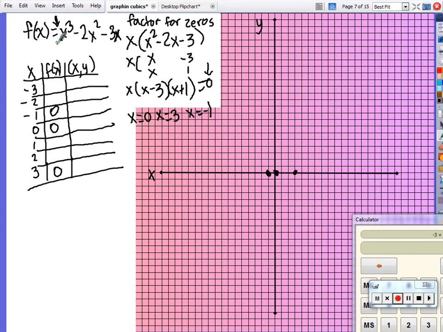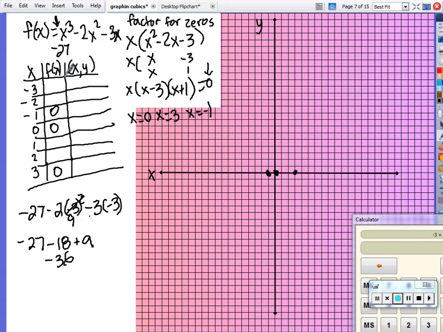All right, so remember that negative 3 cubed is negative 27. I'll write it down here. Negative 27 minus 2 times negative 3 squared, which is 9, minus 3 times negative 3. So we get negative 27, and this is negative 18, and this is positive 9. So that gives us negative 45 plus 9 is negative 36. So that's way down there again, off our graph.